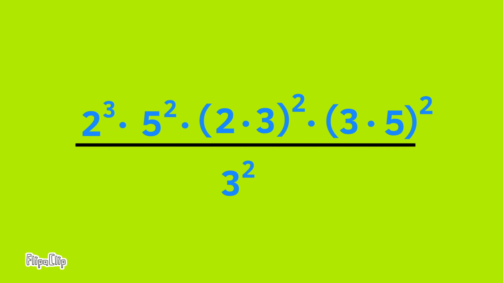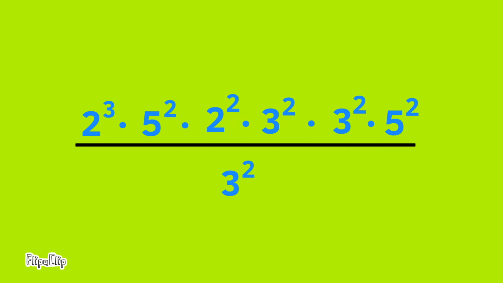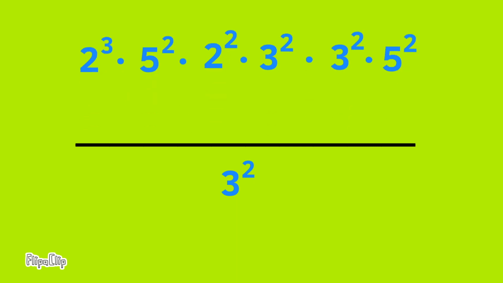First, I'll use the distributive property to distribute the exponents from outside the parentheses to the terms that are inside the parentheses. And after completing that step, I can remove the parentheses altogether. I'm doing this so I can reorder the terms.